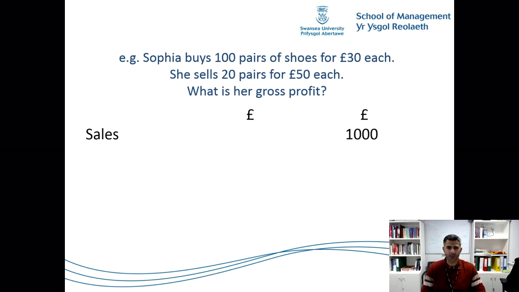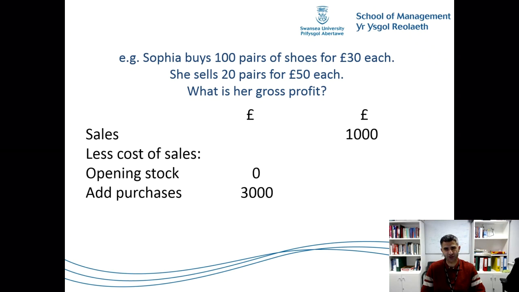Now, what we need to do right now is calculate the cost of sales, which is the opening inventory, 0, or opening stock. We have no opening inventory here, guys. It's not mentioned anything in the question. You need to add the purchases, 3,000. Why 3,000? It's very simple, because she bought 100 pairs at 30 each, and this is 3,000 pounds worth of purchases of stock.